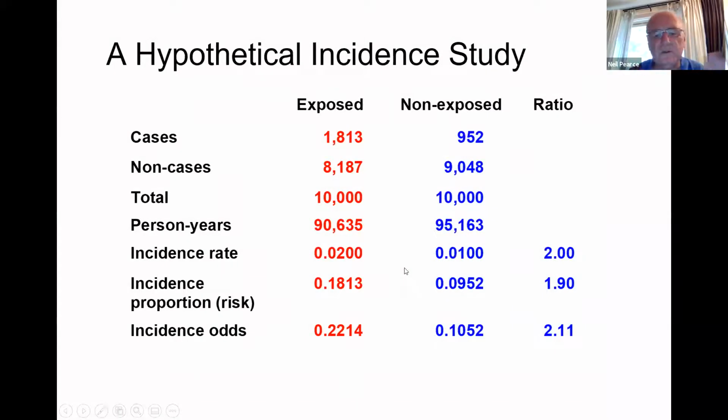So that summarizes what we can do in terms of what we can estimate in a cohort study. There's three things we can estimate. We can estimate the risk, or the rate, or the odds of the outcome. And the numerator, the top line, is always the same, but the denominator differs. So that's what gives us the three different measures.